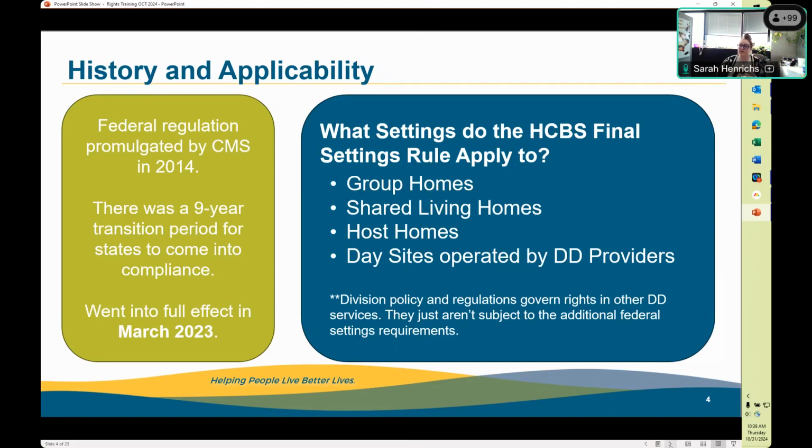Now, all of the other division's rules around participant rights and restrictions apply anytime waiver services are being delivered in a public place, in a participant's own private home, in a private family home. Our policies all still apply, but the final settings rule is specific to provider owned, operated, leased, or controlled settings. So on the DD side, that is group homes, shared living homes, host homes, and day sites that are operated by DD providers. Any questions about any of that?